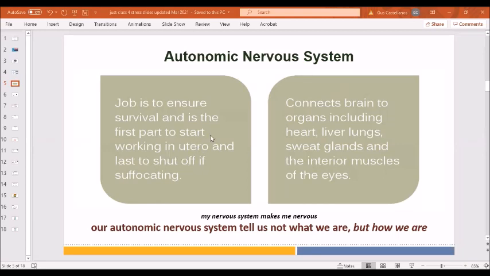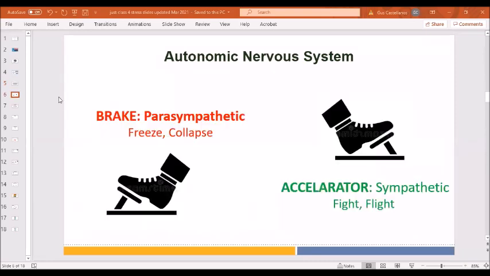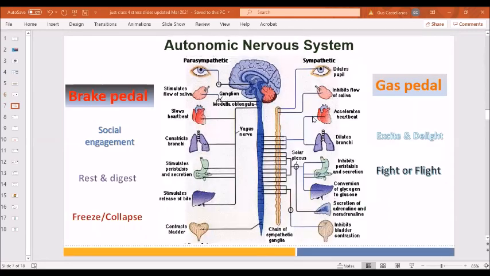But this is all happening by this autonomic nervous system, and you can see it's the first part of the nervous system that's developed when we're in utero. And again, monitoring everything, it's the part of the nervous system that tells us how we are moment to moment, and that's how we know how we are. And it has two sections: a brake side, that's the parasympathetic, it's pausing, slowing down, and the accelerator side, the sympathetic, energizing. And not to worry about all the busyness here, it's pretty straightforward though.